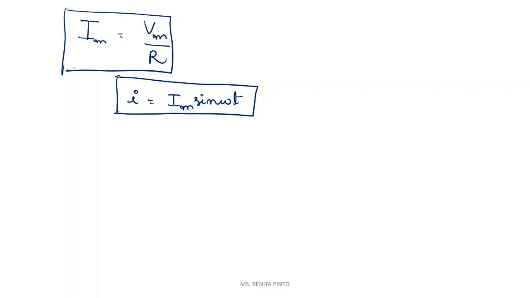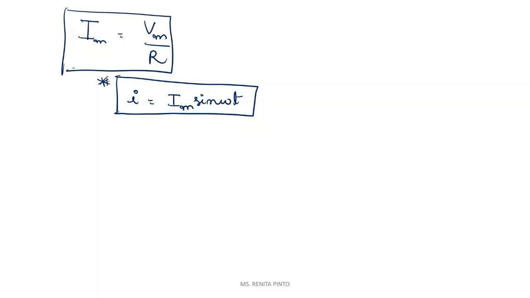Now let us substitute this maximum current in equation 2. So what will you get? I is equal to Im sine omega t. This is the expression for the instantaneous value of the current for a pure ohmic resistance. So this is very, very important.